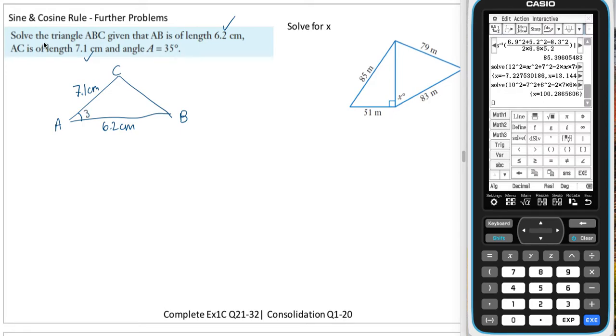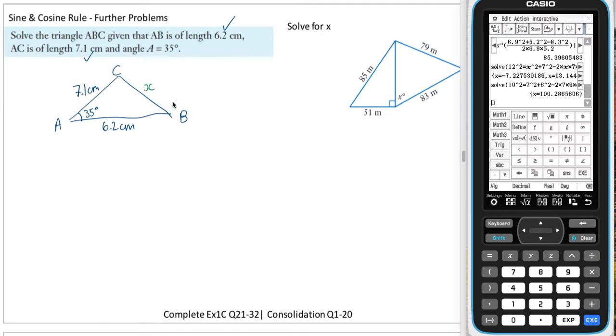Now it says solve this triangle, given that AB is of length 6.2, AC is equal to 7.1, and angle A. So I'm not quite sure exactly what they're angling at here, but how about we say what's the side length of BC or CB? So let's just say that that's what they want. Let's call that X.